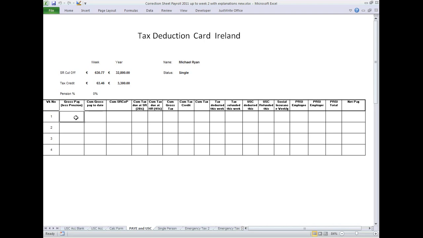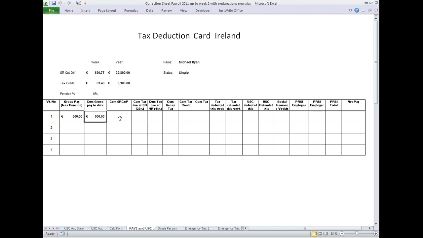Now we're given that Michael is earning €600 a week, so we put in €600 here. Now this is his cumulative, which we are going to call year to date, as it is easier, and in the first week he has earned 600, so his year to date is obviously going to be 600.